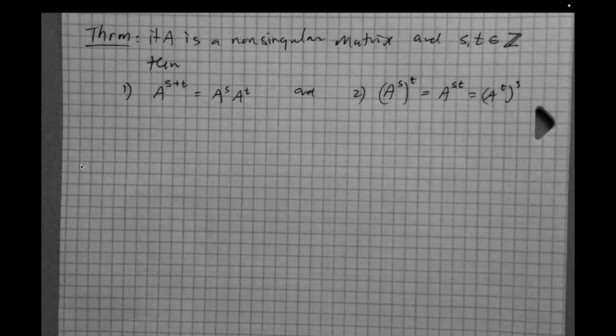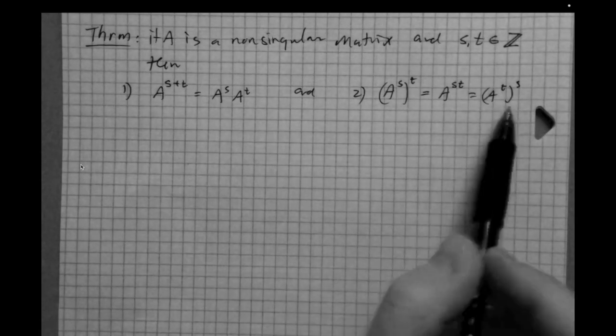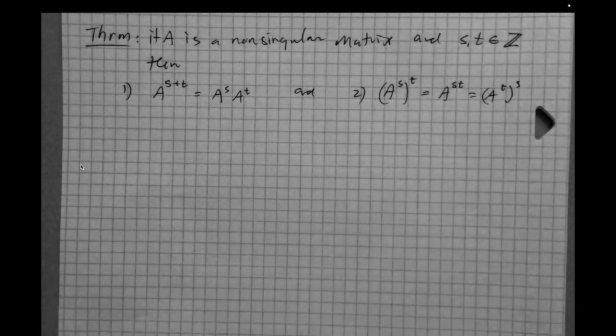So the usual types of things that we want to be able to do with exponents, we can now do. Previously, when we looked at this theorem, it was for positive integers only. But now we know how to deal with negative integers, right? When we're talking about a negative exponent, we're really talking about an inverse raised to a positive exponent. So we know how to interpret those now.